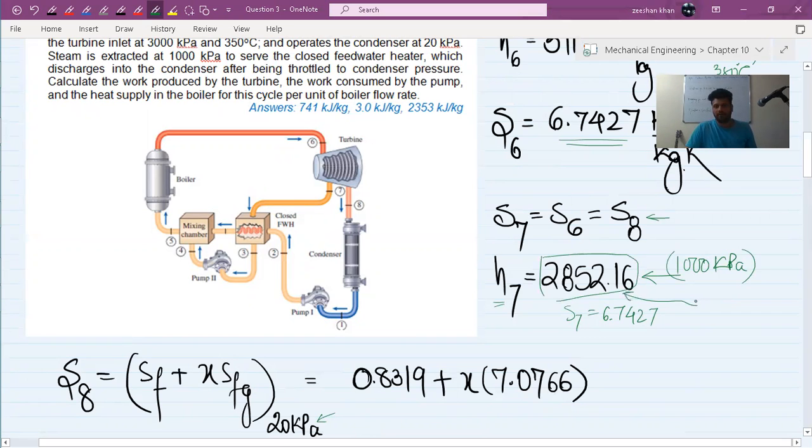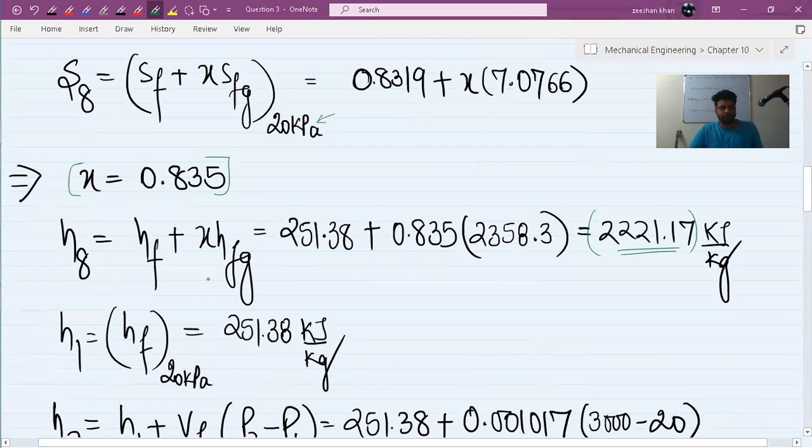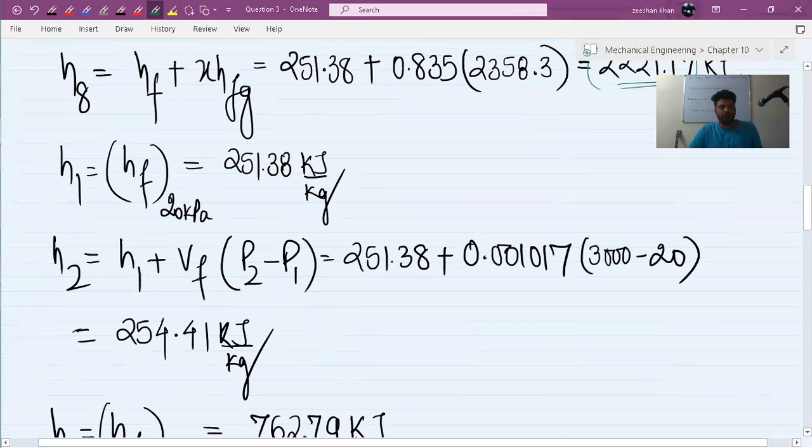So I think this is a little inexact, and I have no choice but to accept this value, 2852.16. This is the only value I'm not actually that sure about, and that is why there is a slight difference in the value of work produced by the turbine that I have calculated. It came out to be 770, and it is actually 741. Rest everything is the same. That is because of the interpolation, and the rest of the enthalpies and everything you have to calculate by yourself.